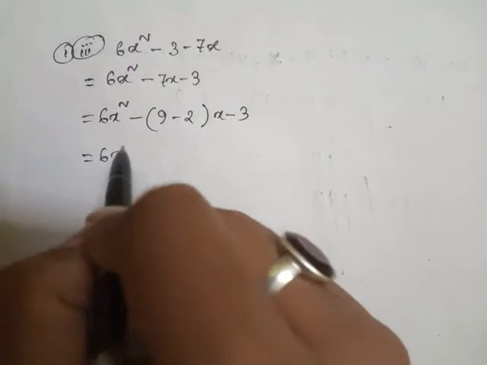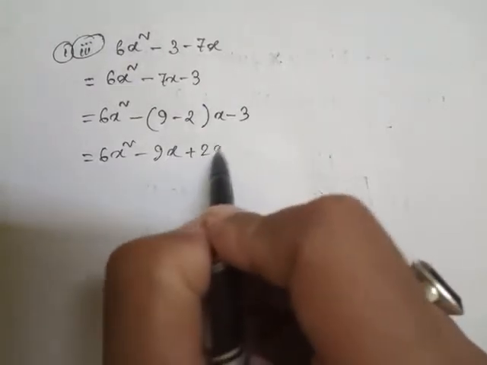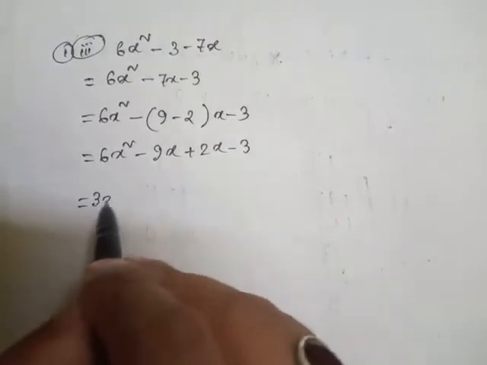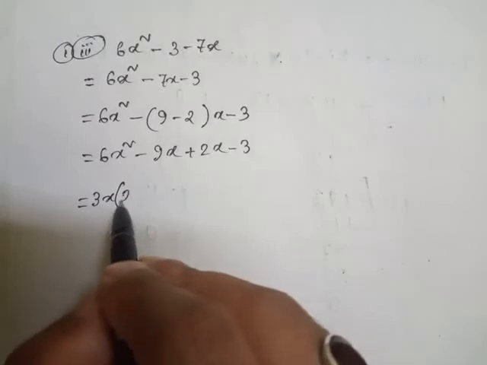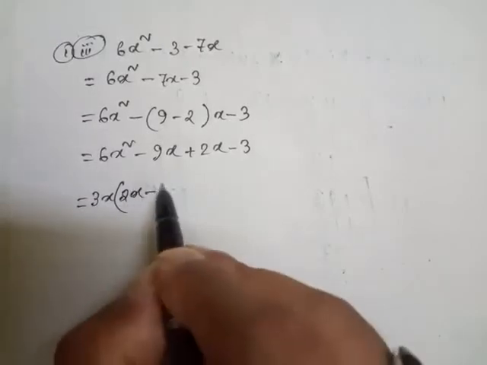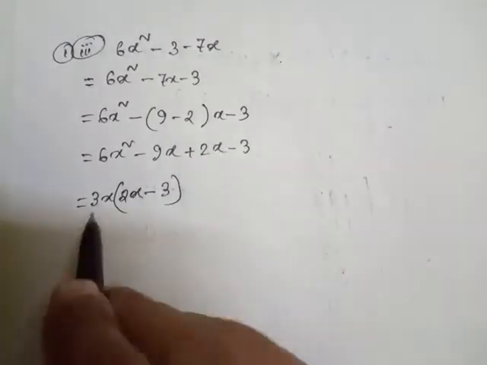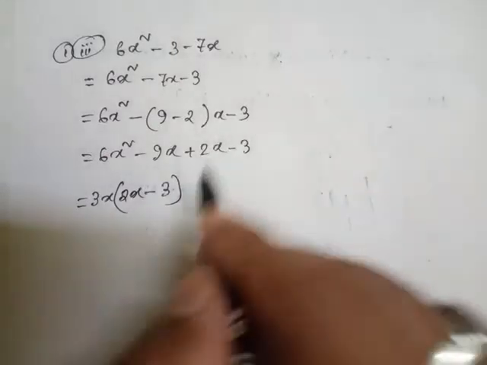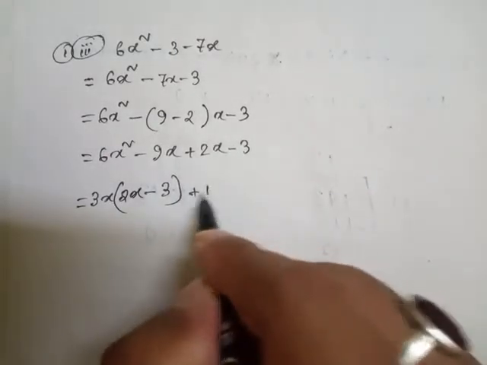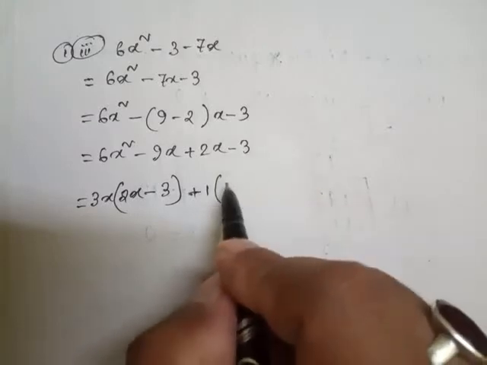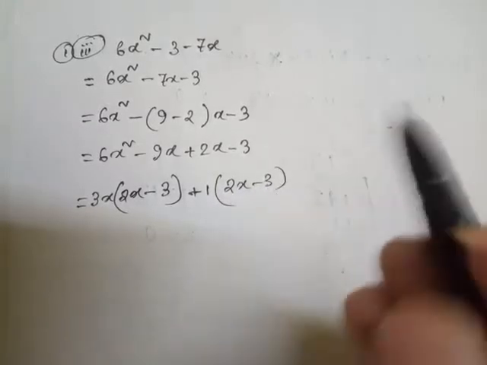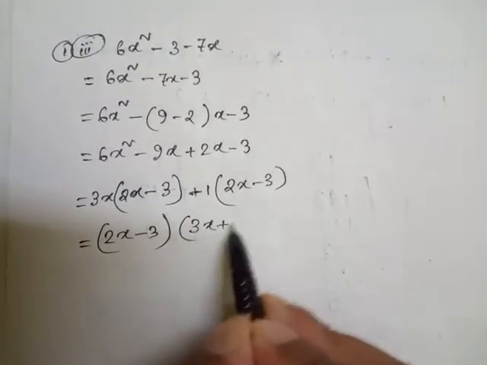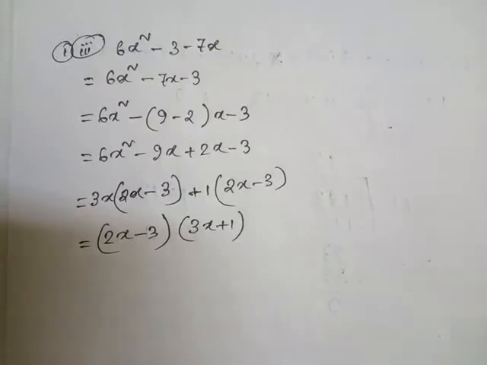So this middle term satisfies the equation. Here I will write 6x square minus 9x plus 2x minus 3. Now if I take 3x common here, then 3 into 2 is 6 and x into x is x square, and 3 into 3 is 9, so 3x into 2x minus 3. Then taking plus 1 as common, we get 2x minus 3. Next, the factors are 2x minus 3 and 3x plus 1. This is the first part of this equation.